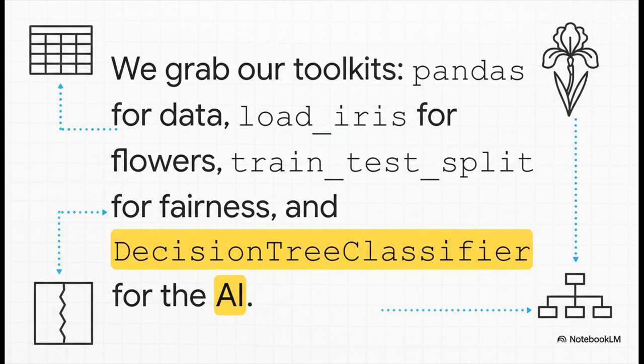Then, from scikit-learn, this amazing library, we're grabbing a few things. load_iris gives us our ready-made flower dataset, super convenient. train_test_split, that's a really important one for making sure our test is fair. And DecisionTreeClassifier, well, that's the actual blueprint for the AI brain we're about to build.